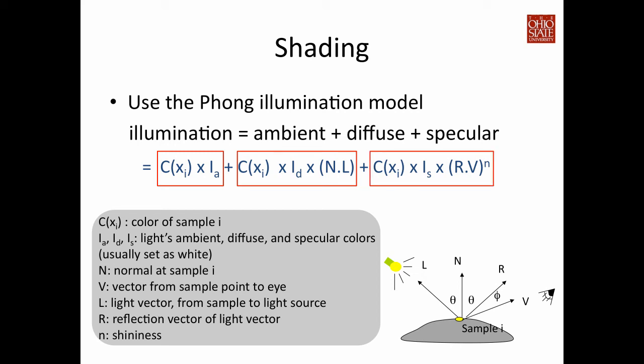The third term is the specular effect. Specular determines whether the light is highly reflective, so you can see a bright spot at this point.